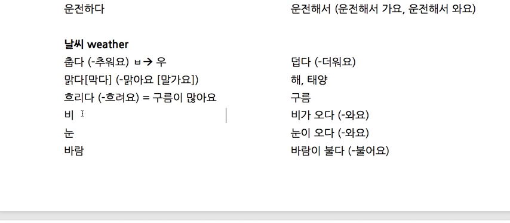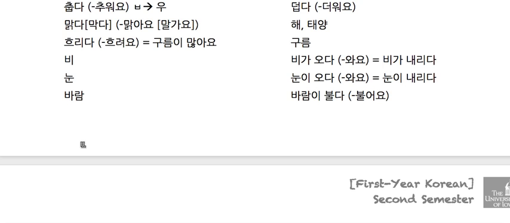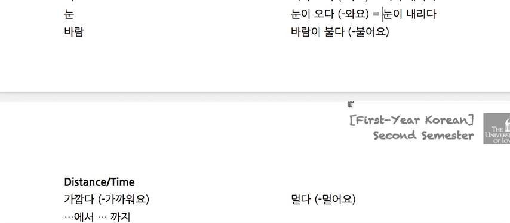그 다음에 비. 비는 rain. 비가 오다. To rain. So it literally means rain comes. 그렇죠? 그 다음에 눈. 눈, snow. 눈이 오다. To snow. We can say 비가 내리다. It's okay. Or 눈이 내리다. 내리다 means to come down. 그래서 same. 비가 오다, 비가 내리다. 눈이 오다, 눈이 내리다. 그 다음에 바람. Wind. 바람이 불다. Yeah, to blow. So wind blows. 오늘은 바람이 많이 불어요. It's windy today.